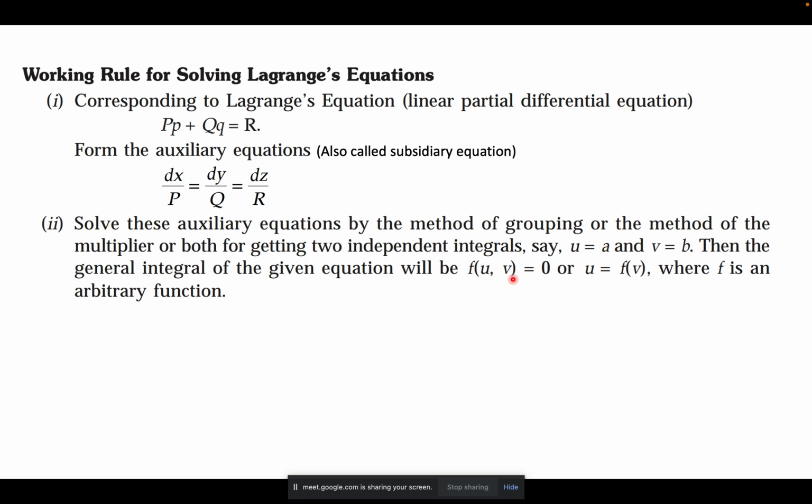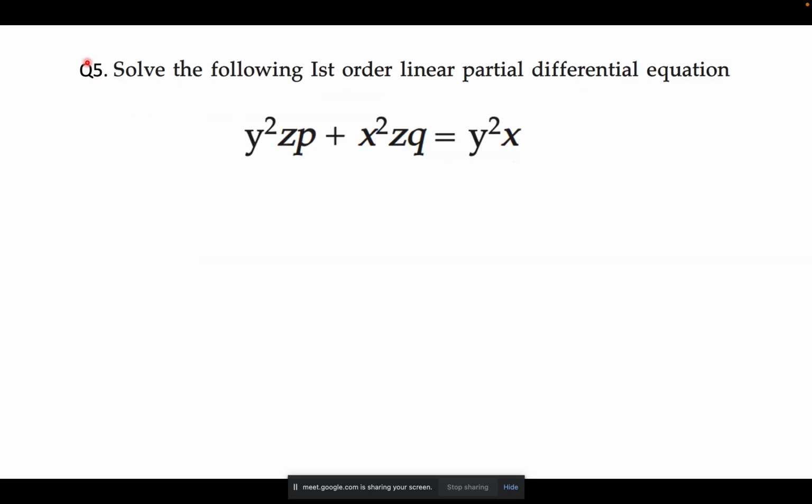solution of the partial differential equation as a function of u and v is equal to 0, where u and v are nothing but the constants you get when you solve these equations by grouping. So this is the basic method of solving linear partial differential equations using Lagrange's equation, and this will become more clear when I solve examples of this. So okay, let's start with the example.